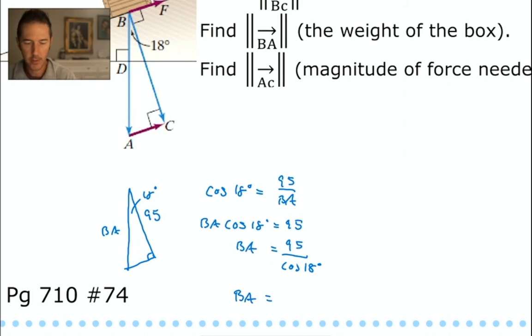Knowing how to type this into your calculator is important, so I cleared my calculator and confirmed that I'm in degree mode. I'm going to type 95 divided by, and here's where it's tricky. Now I type 18, then hit cosine, then hit equals. And I got 99.8889. So let's go with 99.9.